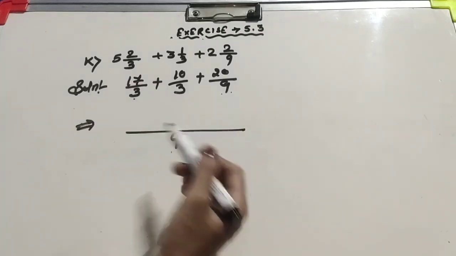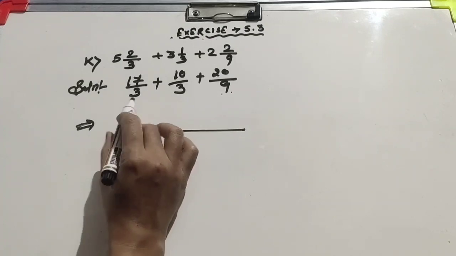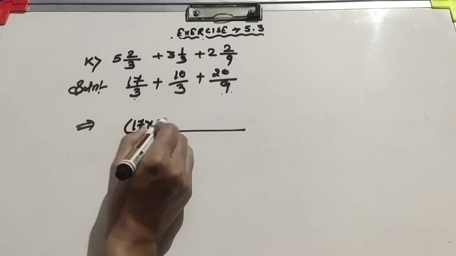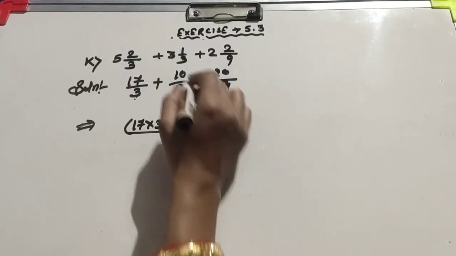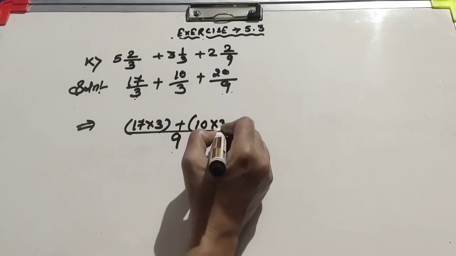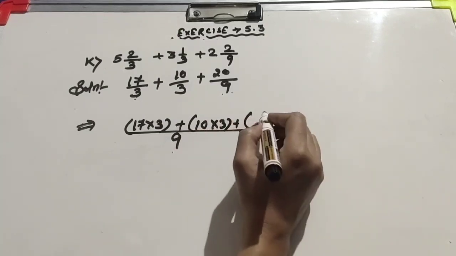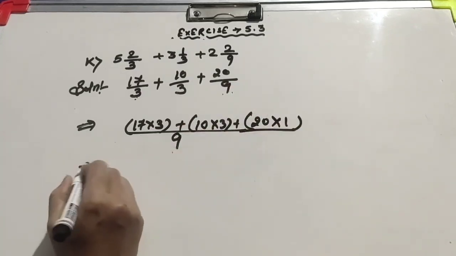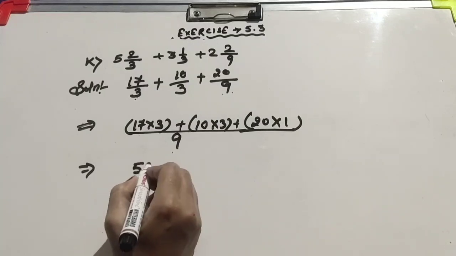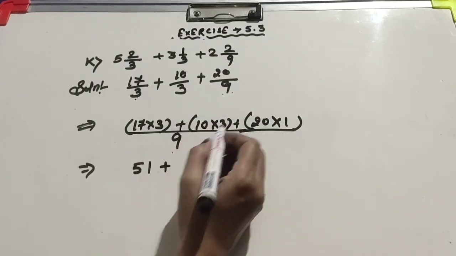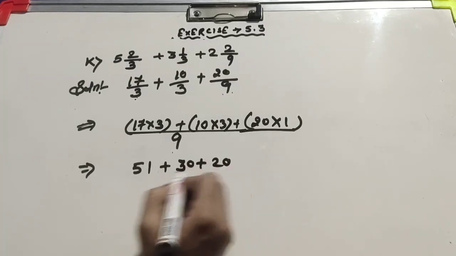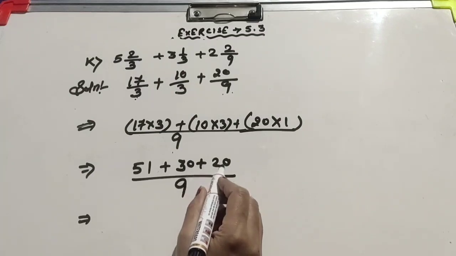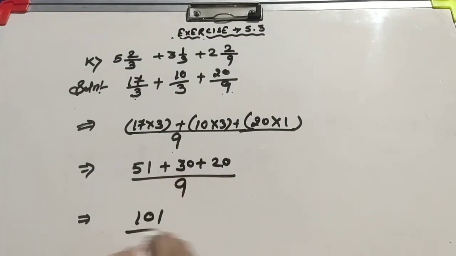If you have confusion, then you have to go with the LCM process. In the 3 table, 9 will come 3 times. Just the same process, 17 multiplied by 3 plus 10, right. In the 3 table, 9 will come 3 times, just write 3 right here, plus 20, right. In the 9 table, 9 will come 1 time, just multiply with 1. 17 3s are 51 plus 10 3s are 30 plus 20 by 9. Okay, you just add it, 30 plus 20 is 50, 50 and 50 is 101 by 9.